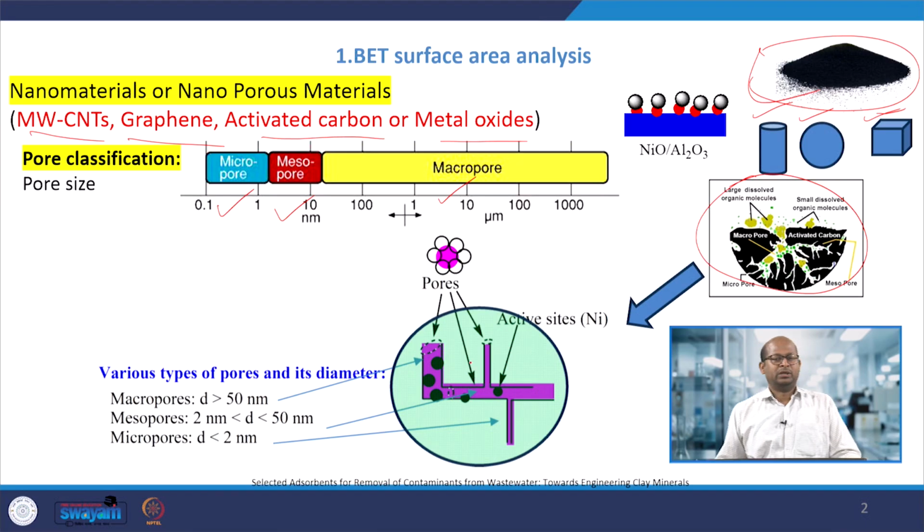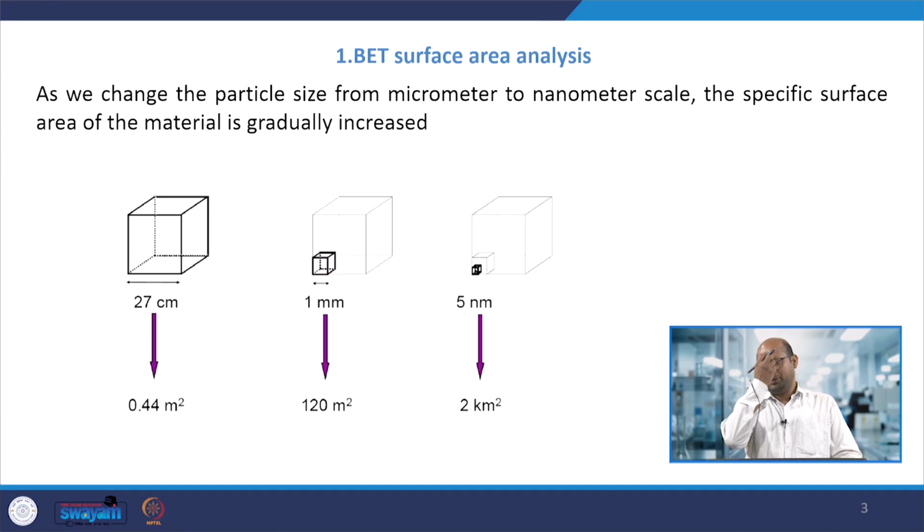Depending upon the dimension of the pores, we can classify them: micropores are less than 2 nanometers. If it is 2 to 50 nanometers, then we can say it is mesopores, and if it is more than that, 50 nanometers, 100 nanometers, we can say macropores. All three types of pores may be present in a particular material, or maybe only micropores, or only mesopores, or in a few materials only macropores. Depending upon the materials that we have prepared, different types of pore formations are there.